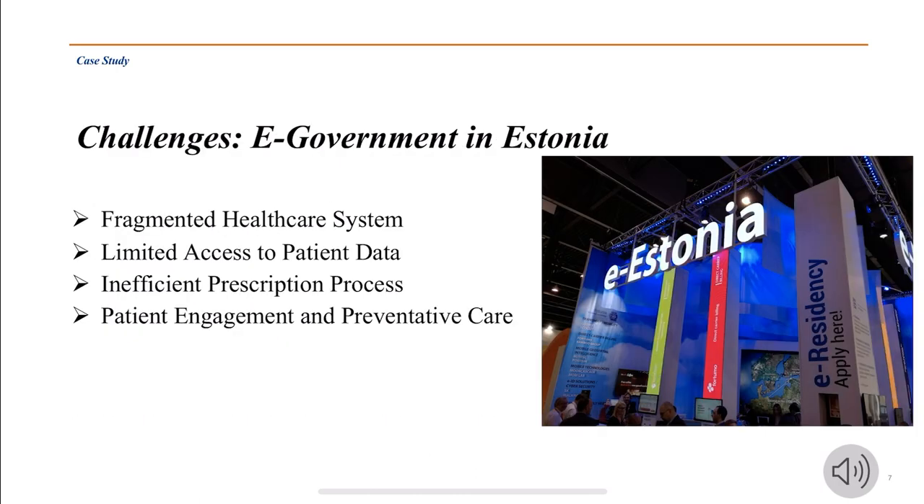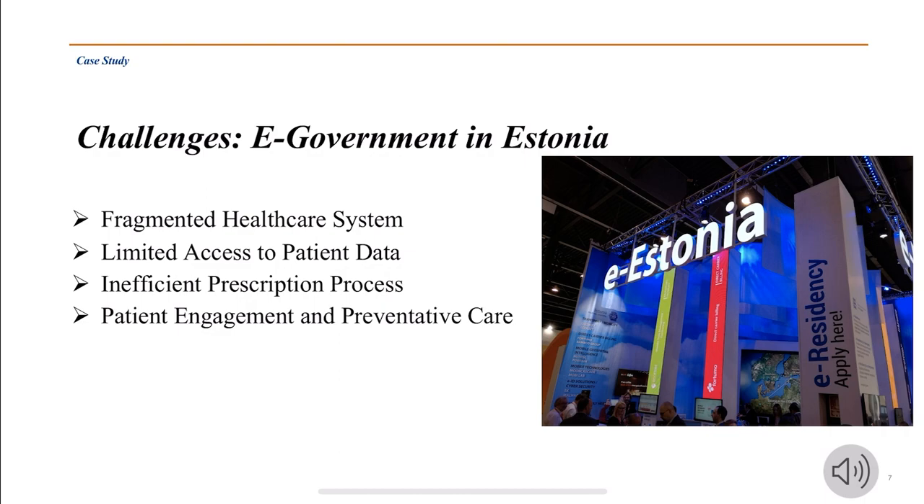We began by highlighting the four main challenges Estonia faced within the healthcare industry. We began with analyzing the fragmented healthcare system. Because Estonia had multiple healthcare providers, which were both public and private, this led to heavy fragmentation in the delivery of healthcare services. This resulted in difficulties in coordinating care and sharing patient information efficiently.